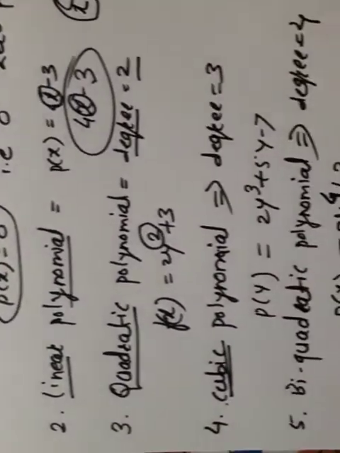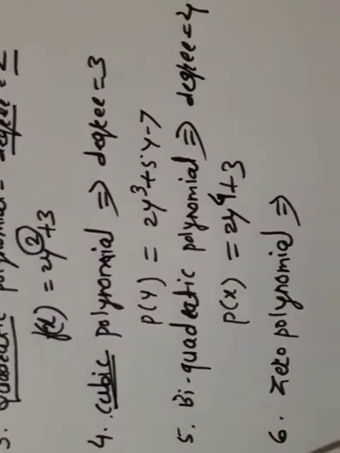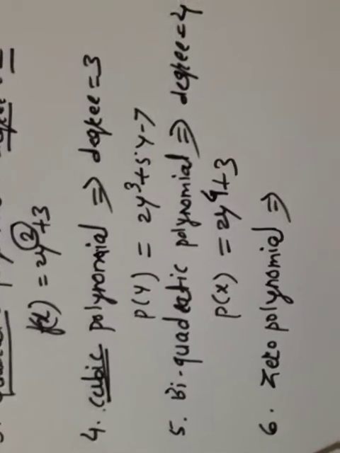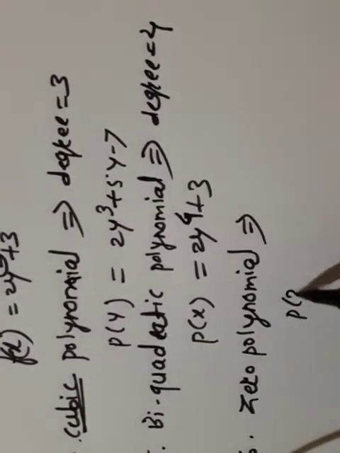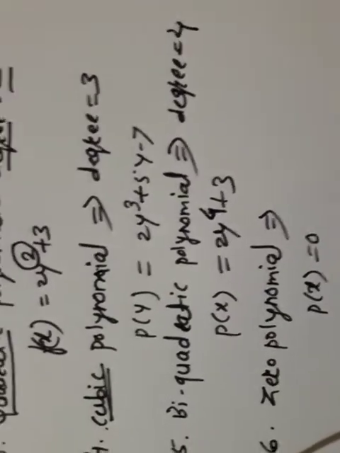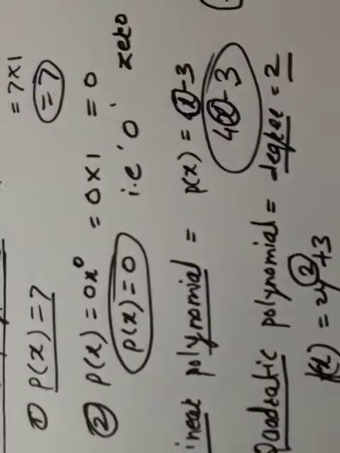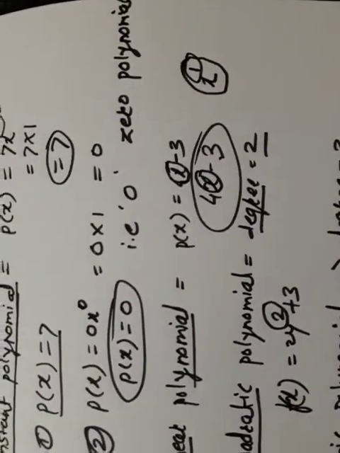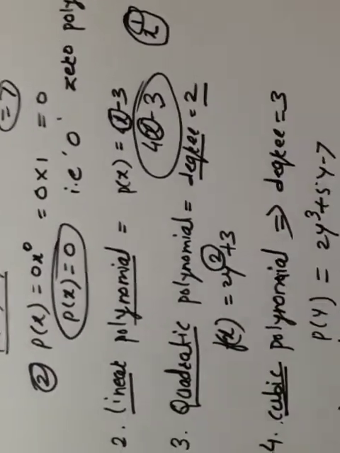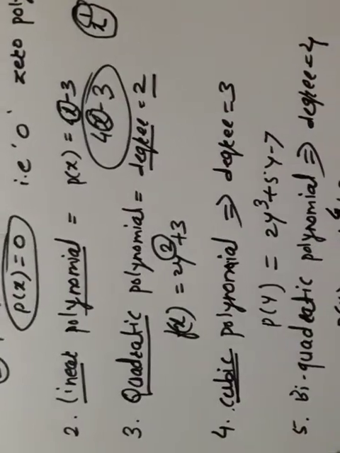But here, zero polynomial means this is a little different concept. The zero polynomial is denoted as p of x is equal to 0. p of x is equal to 0 is known as the zero polynomial. Means we can say constant polynomial is a zero polynomial.